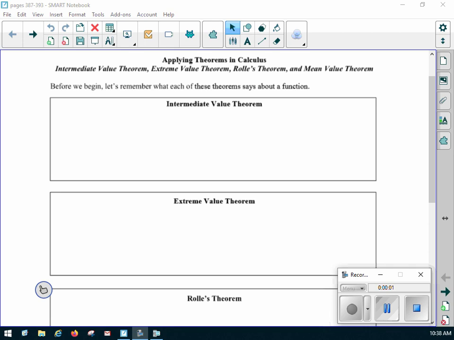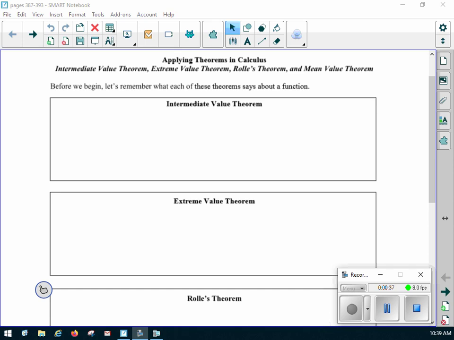Please notice the title of this lesson, Applying Theorems in Calculus. There are 4 theorems that you have learned so far: intermediate value theorem, extreme value theorem, Rolle's theorem, and mean value theorem. You're going to have to keep them straight. It's really not hard, I promise. First we're going to remember the definitions of each of the theorems, and I'll draw a picture because some of you are visual like me and I just need to see it.